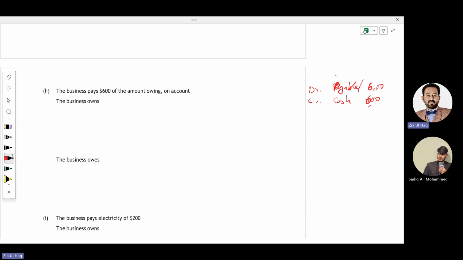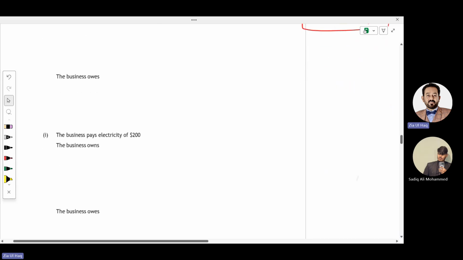Payable of supplier, from whom we bought goods on credit before. Now we are paying them. If we are paying, cash will be credit. To whom? Supplier, payables.